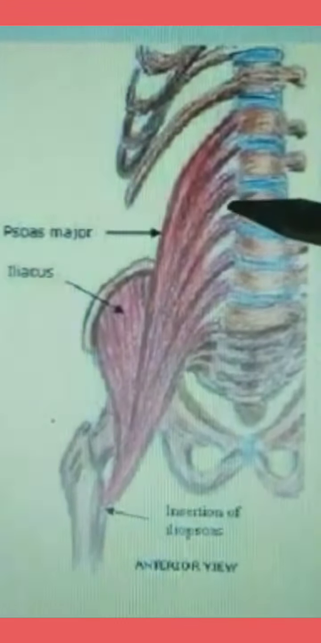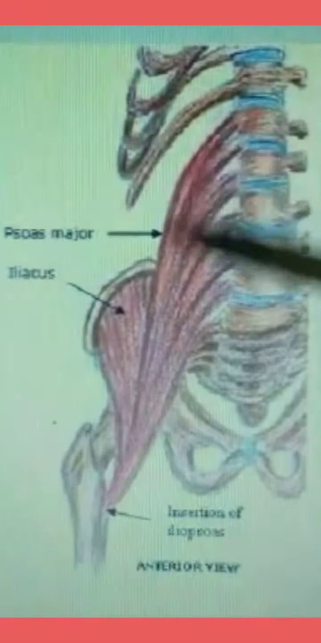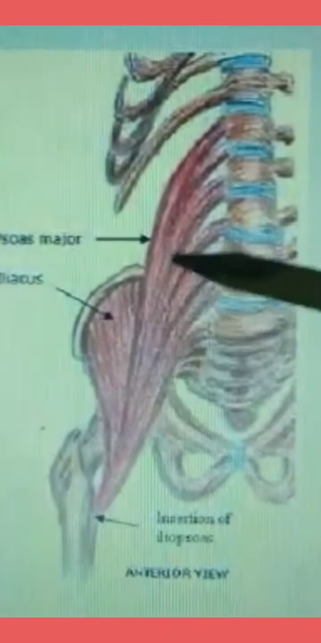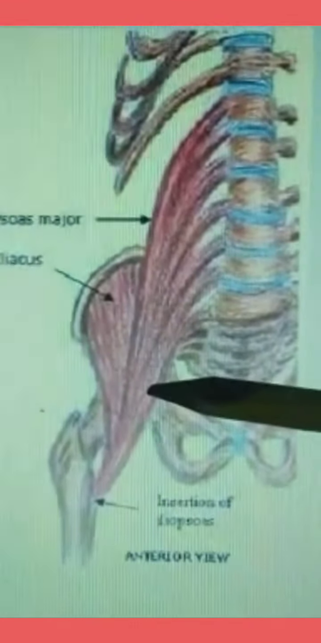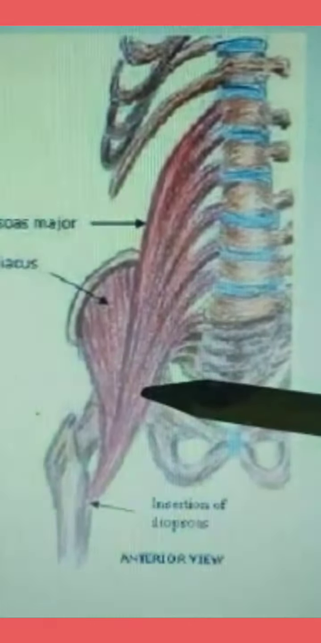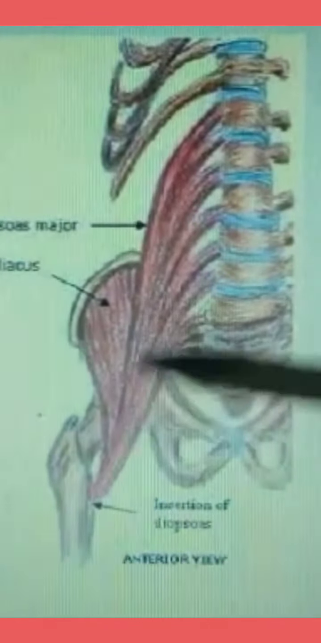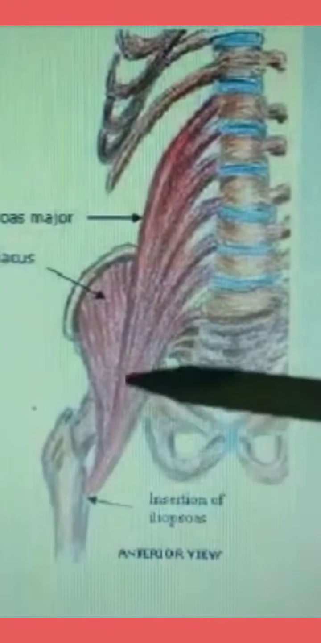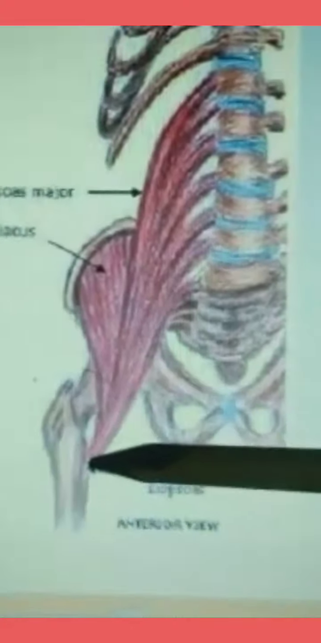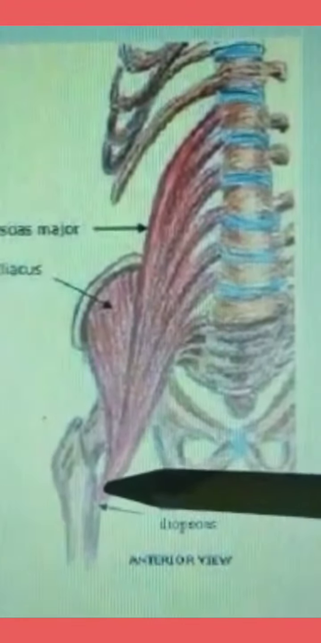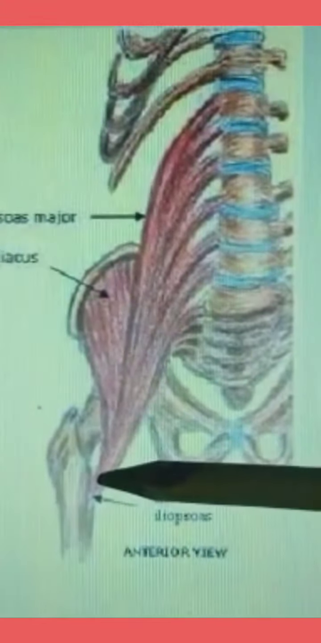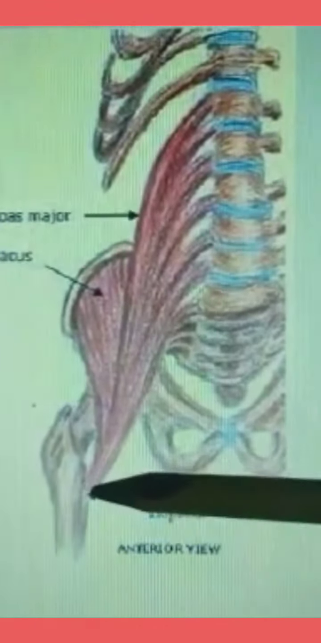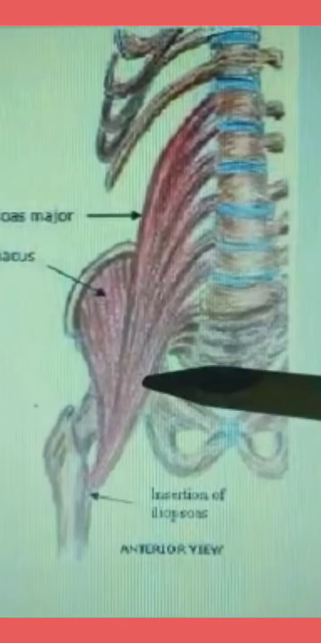Then is the insertion of the muscle. These 5 slips pass behind the inguinal ligament. This is the inguinal ligament. They cross the inguinal ligament and go in front of the hip joint to enter the thigh. They receive some of the fibers of the iliacus and are inserted into the anterior surface of the lesser trochanter. This is the lesser trochanter of the femur. So this is psoas major.